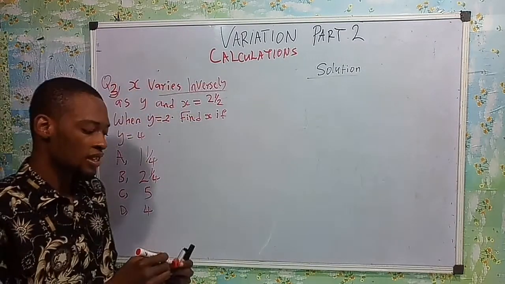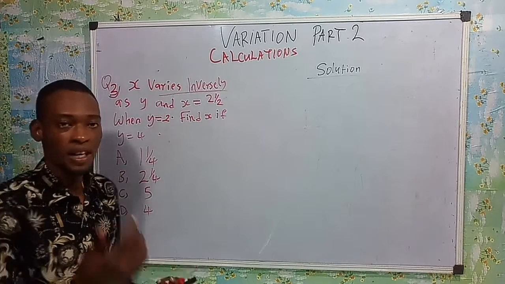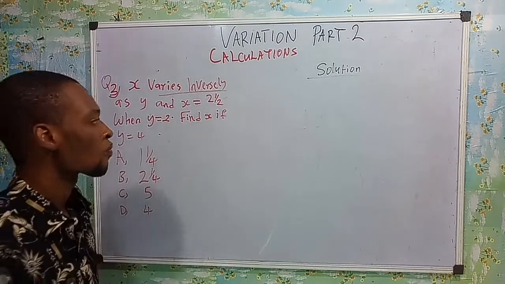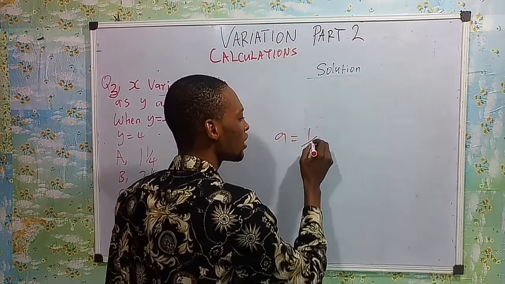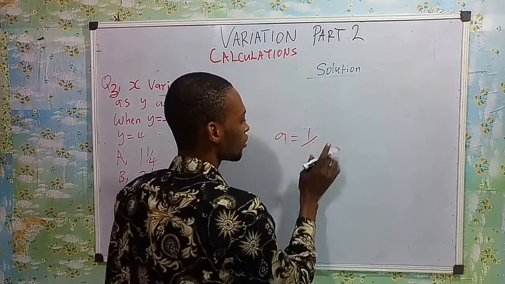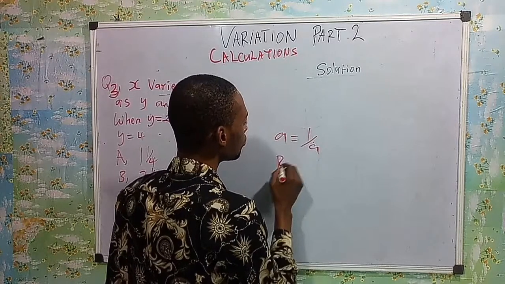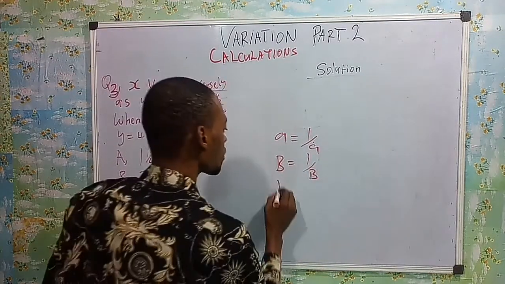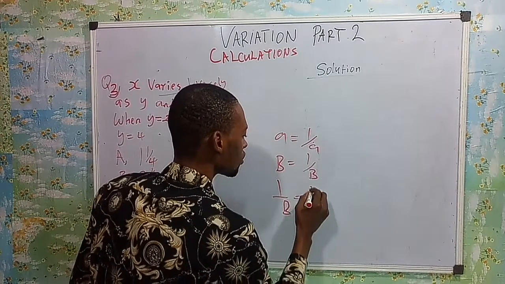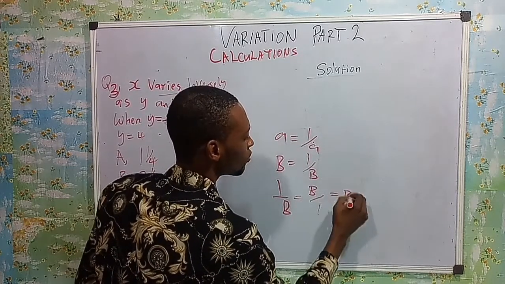So I told you inverse is 1 over something. To invert, to flip. So I say inverse of A is simply 1 over A. Inverse of B, 1 over B. So inverse of 1 over B is B over 1, equals B.